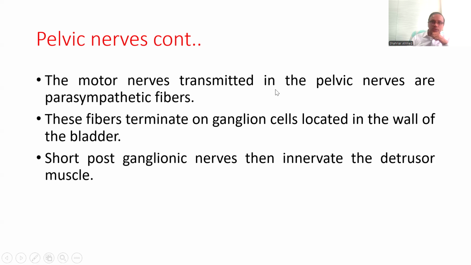The motor nerves transmitted in the pelvic nerves are parasympathetic fibers. These fibers terminate on the ganglion cells located in the wall of the bladder. Short postganglionic nerves then innervate the detrusor muscle.